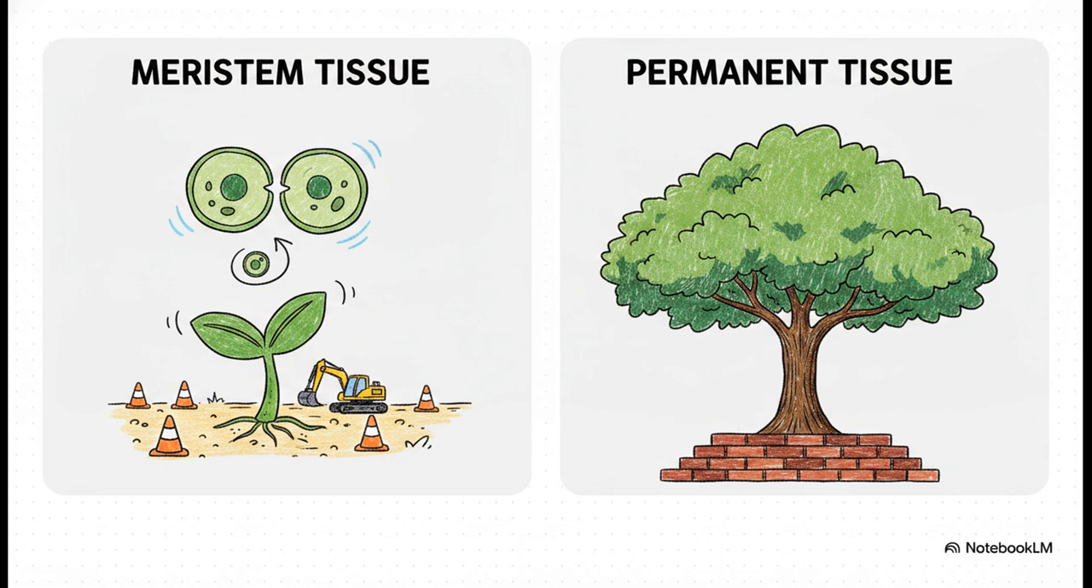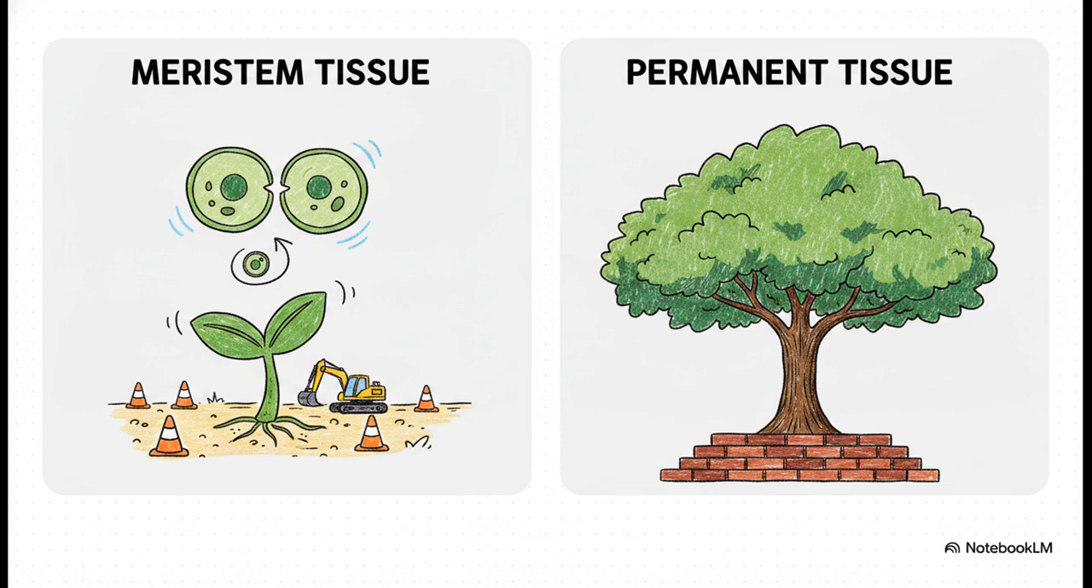At their core, plant tissues exist in one of two distinct states. On one side, we have meristem tissues. Think of these as the plant's constant construction crews. They are young, unspecialized cells with thin primary walls and dense cytoplasm. And they retain the ability to actively divide by mitosis to pump out new cells.